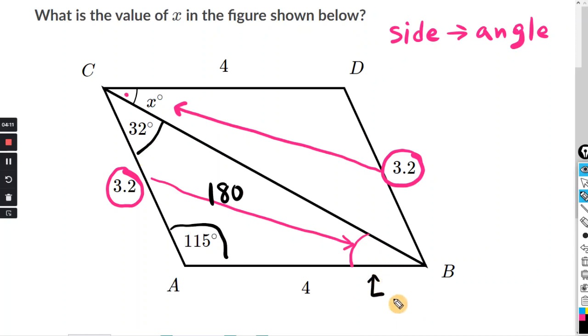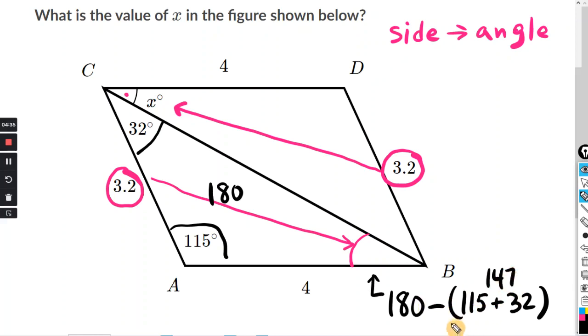This one right here is going to be 180 minus 115 plus 32. It's just 180 minus the other two. 115 plus 32 is 147. And 180 minus 147 is just 33. And that's in degrees. So angle x matches angle 33. So that's it.